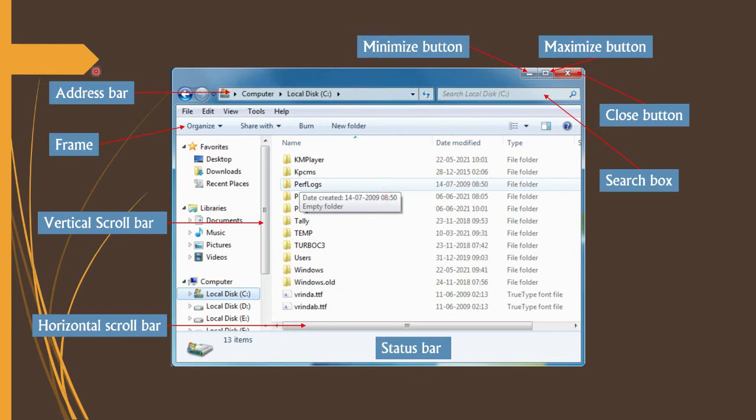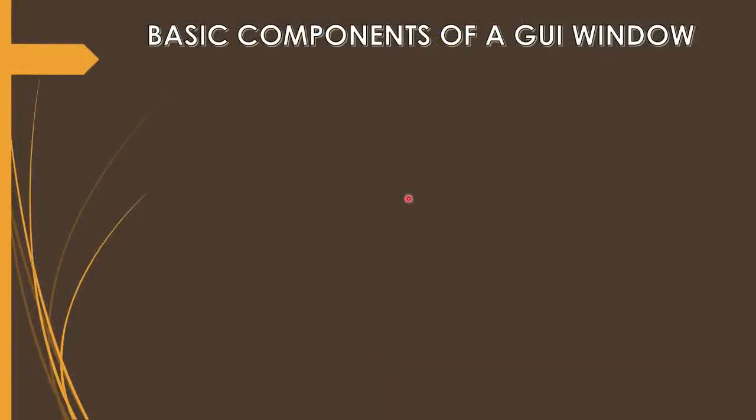Alright, so this is the address bar, frame, vertical scroll bar, horizontal scroll bar, minimize button, maximize button, close button, then search box, and this is called the status bar. Okay.